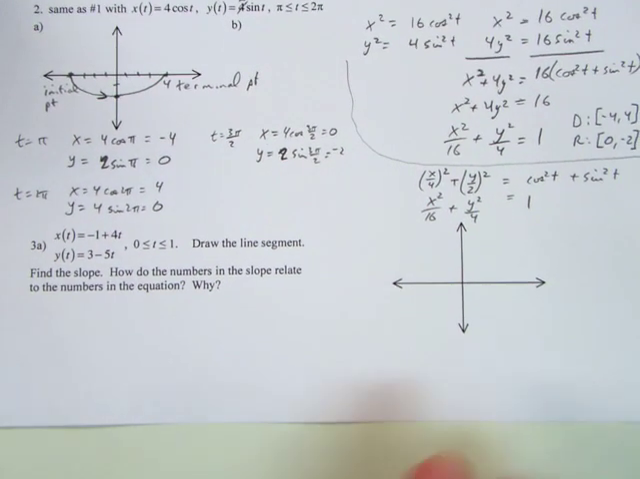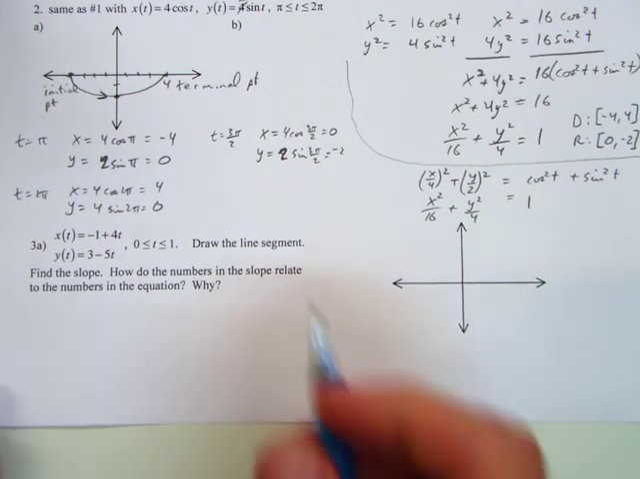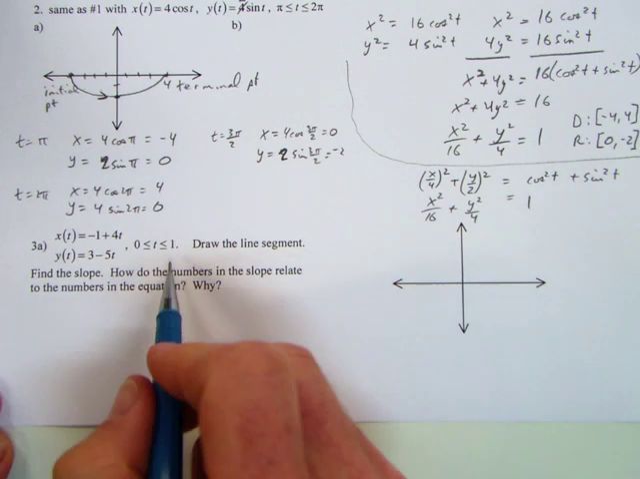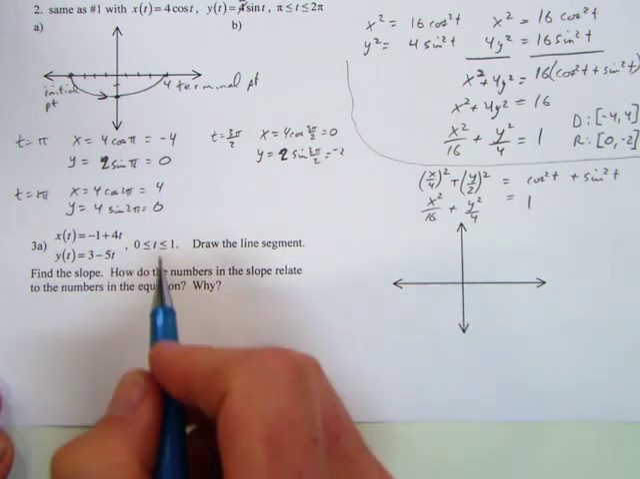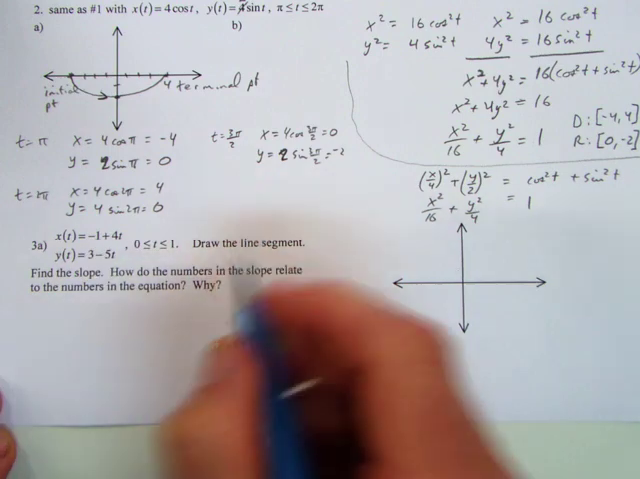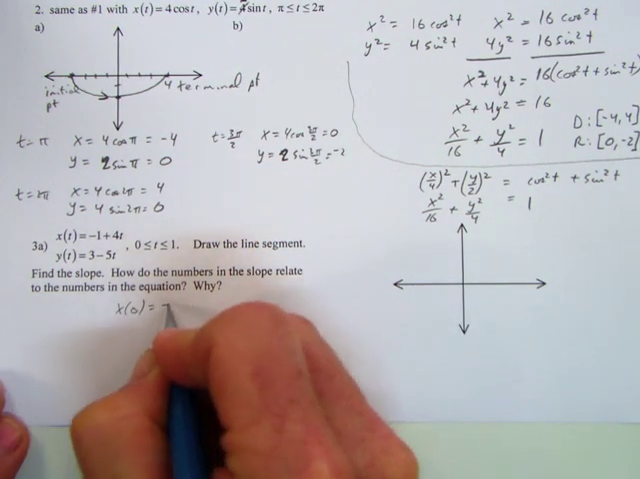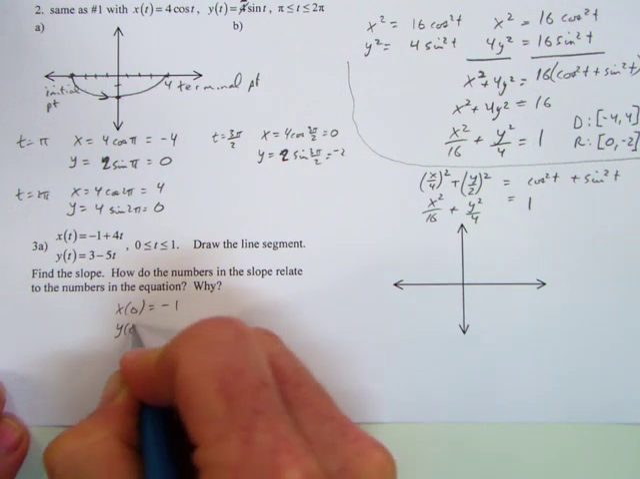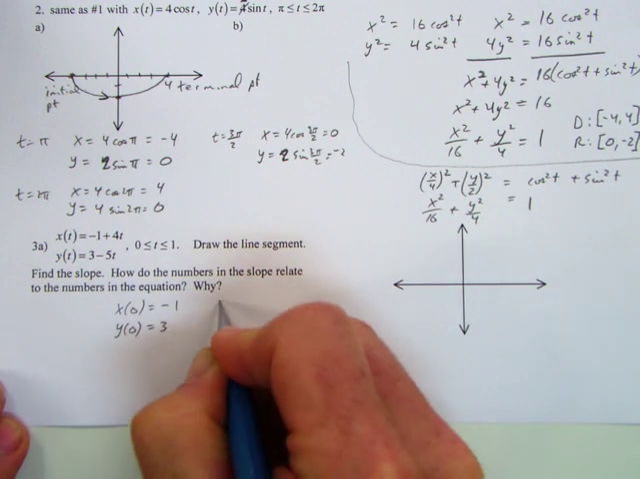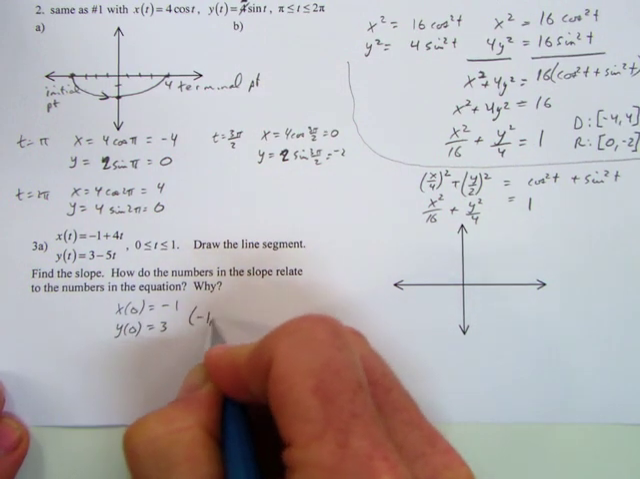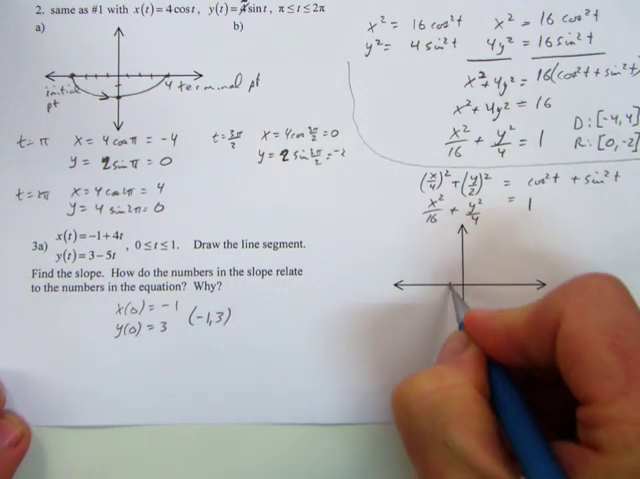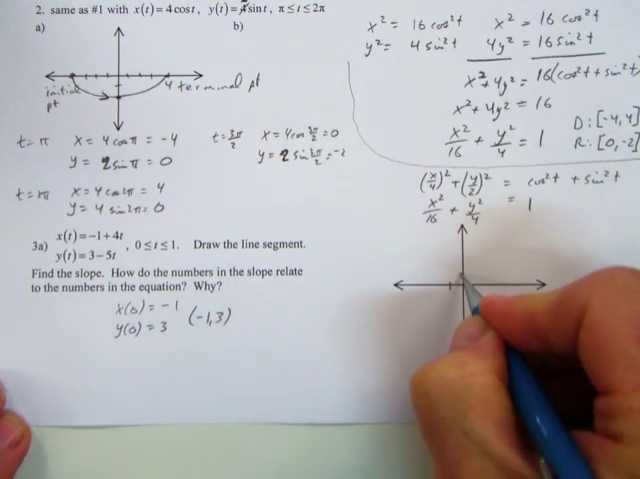Number 3. Draw this line segment. I'm telling you that it's that. We have 0. Plug it in. X of 0 will be -1, and y of 0 will be 3. So our initial point will be -1, comma 3.